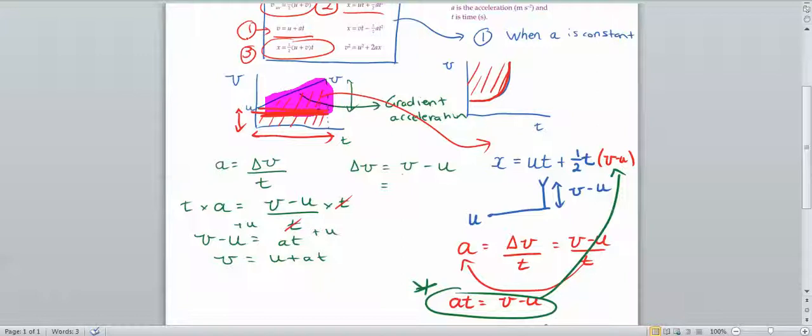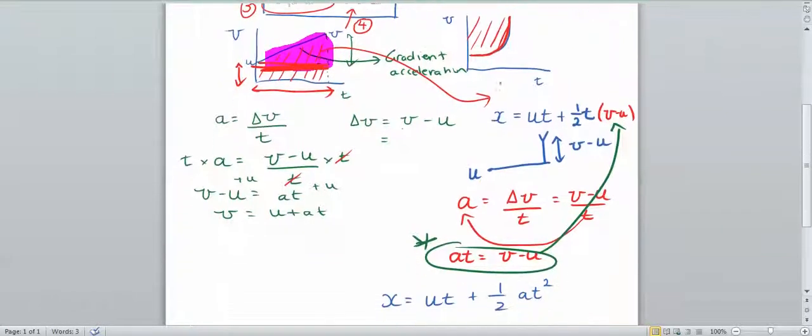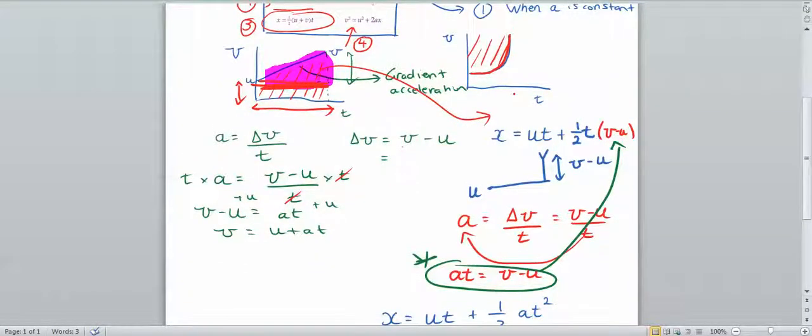v squared equals u squared plus 2ax. We're going to derive this equation here, which is 4. Okay, so let's have a look. First of all, we've got equation 3. I'm going to use that to then try and get 4. So I'm just going to make some room for me now.